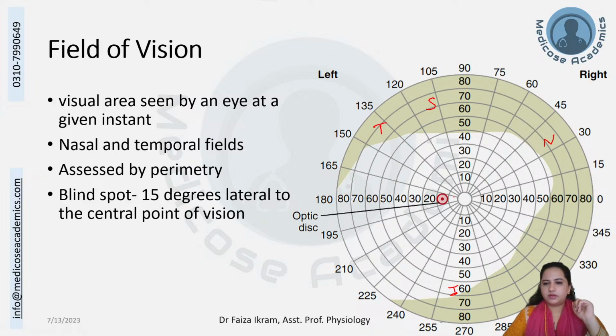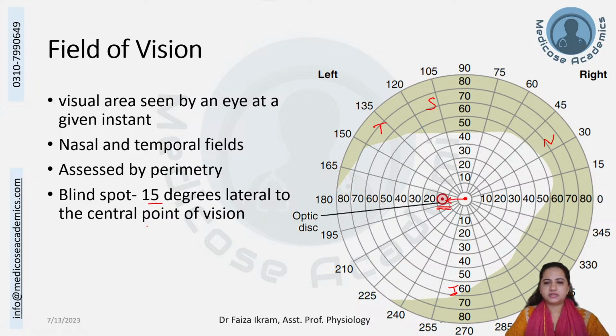One thing more you can see over here, this pink spot. This is the blind spot. If you are doing perimetry in your labs, you can all mark your blind spot on these perimetry charts. You can find it out, which on average is 15 degrees lateral to the central point of vision. This is the central point of vision and this is 15 degrees lateral to it. And this is on the horizontal meridian, usually with a little bit of variation.